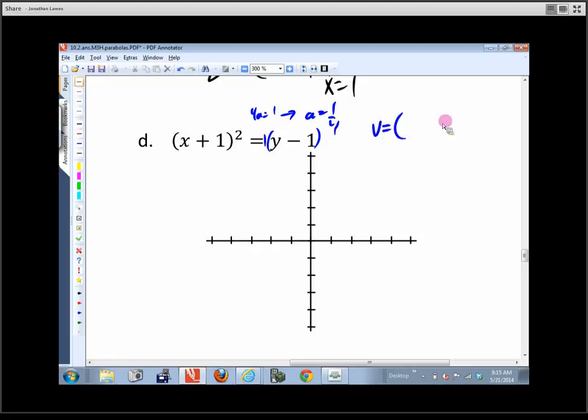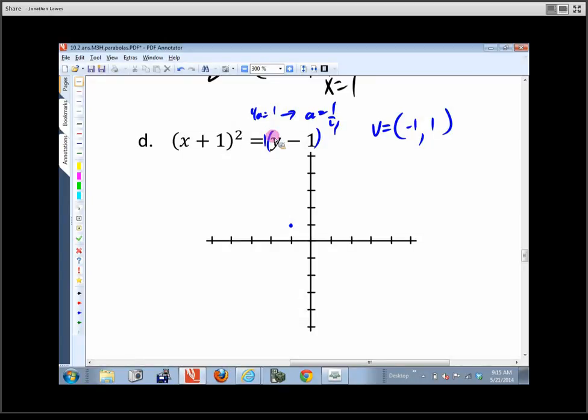Would you write down where the vertex is, please? Vertex is at -1, 1. Okay, grab the number with the x and then grab the number with the y. There's your h and k. So -1, 1. So we are right here. There's our vertex. We know this opens up. How far do I go to get to the vertex and to get to the directrix?